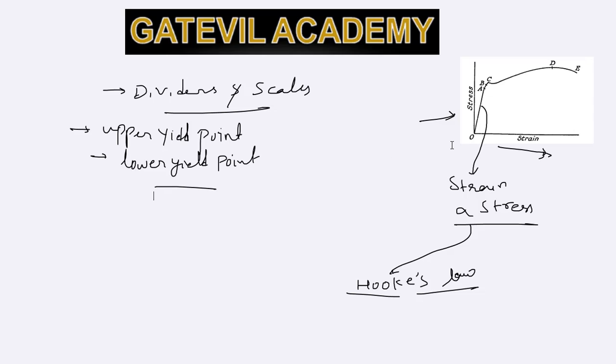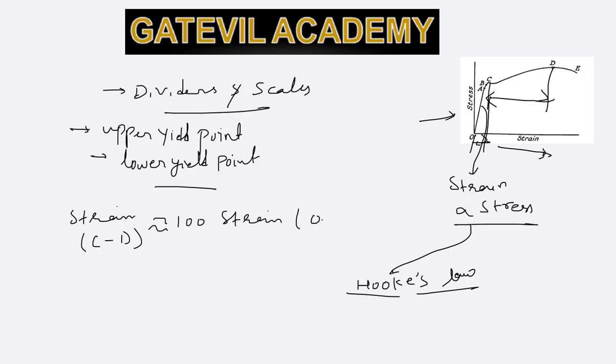Strain in the region from point C to D. You can see from point C to point D, the strain is about 100 times the strain in the region from point O to C. But mostly it's permanent or plastic strain.